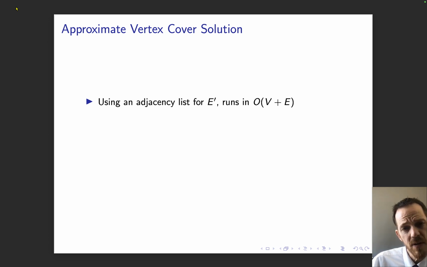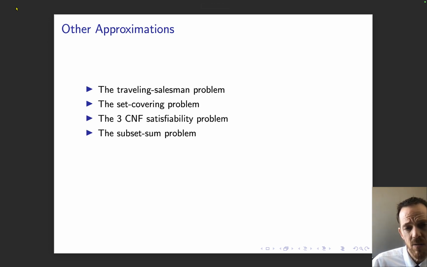Can you think of a better approximation algorithm for vertex cover? Let me know. Here are some other well-known NP-complete problems that have well-studied approximations for them.